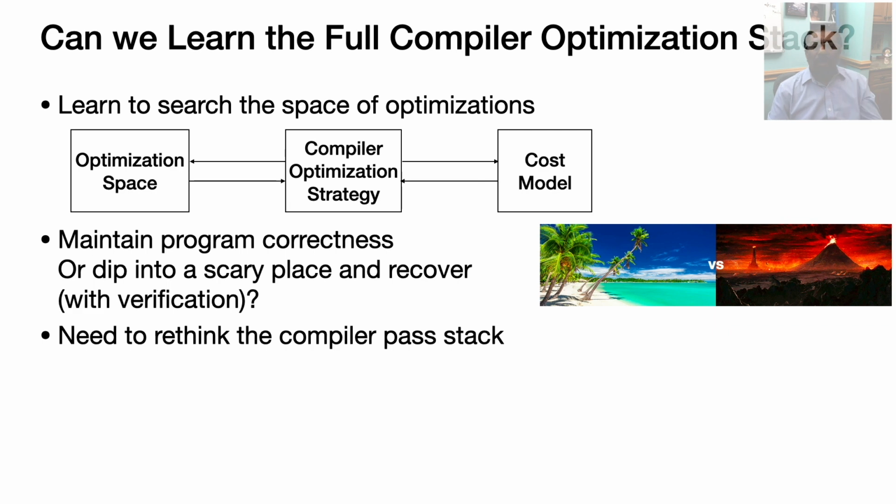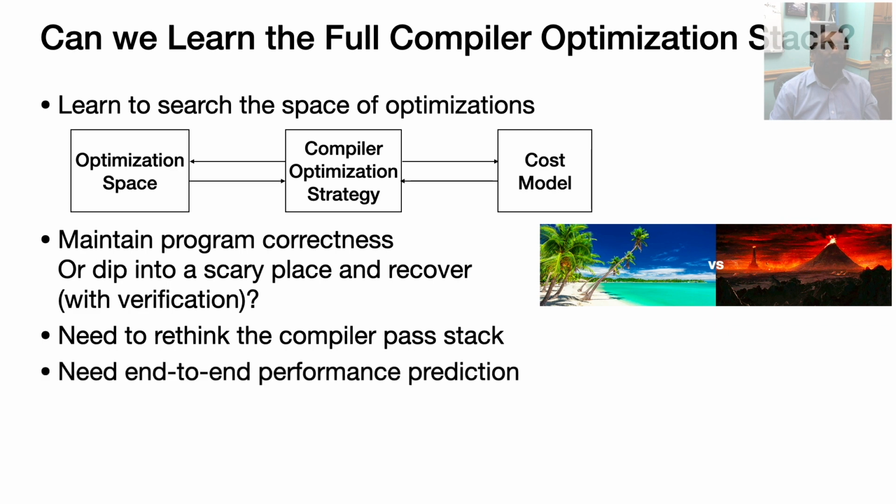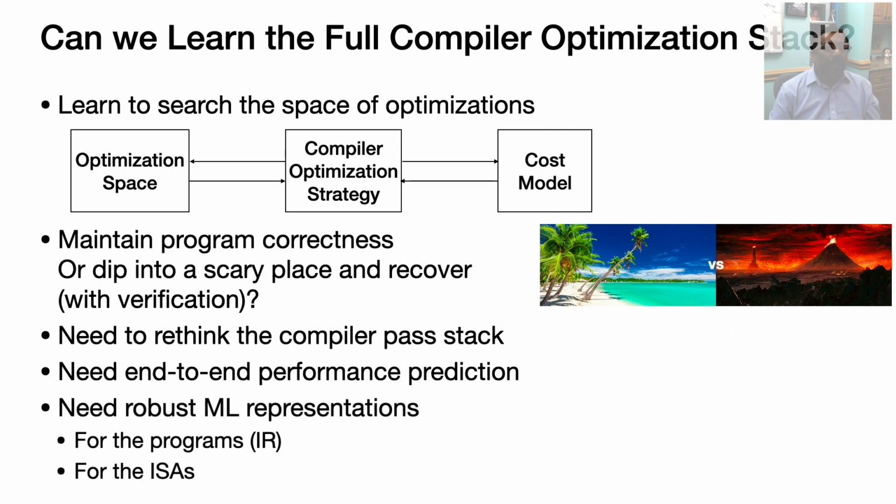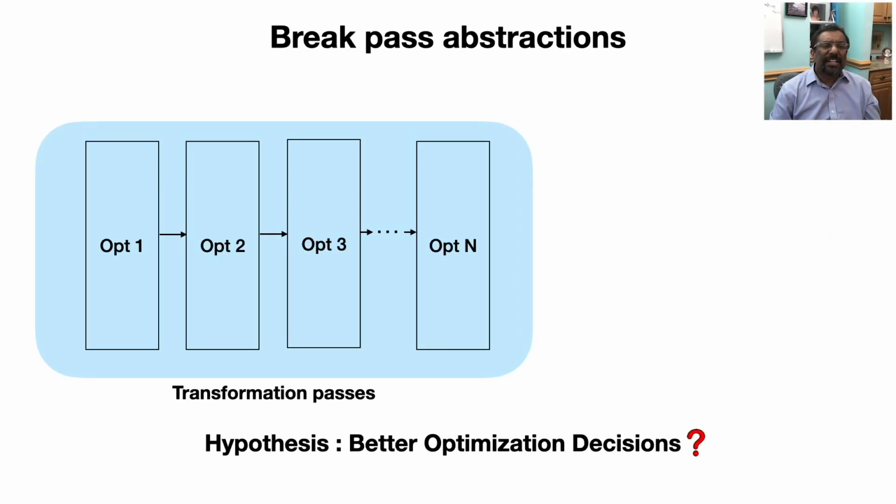I'm going to talk about a little bit of these things in the next couple of slides. When we are doing this new way of doing compilers, I think there's an opportunity to rethink how we build compiler passes. We also need really good end-to-end performance predictions to get there. And I'll also talk about how we need robust representations. So let's first look at compiler passes.